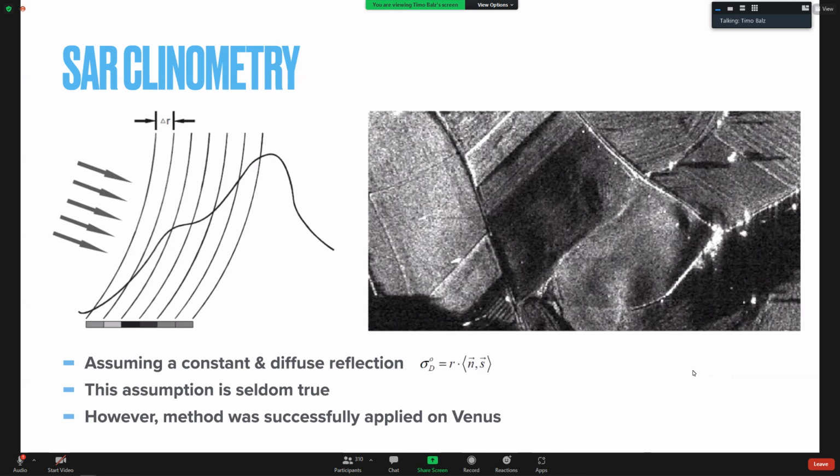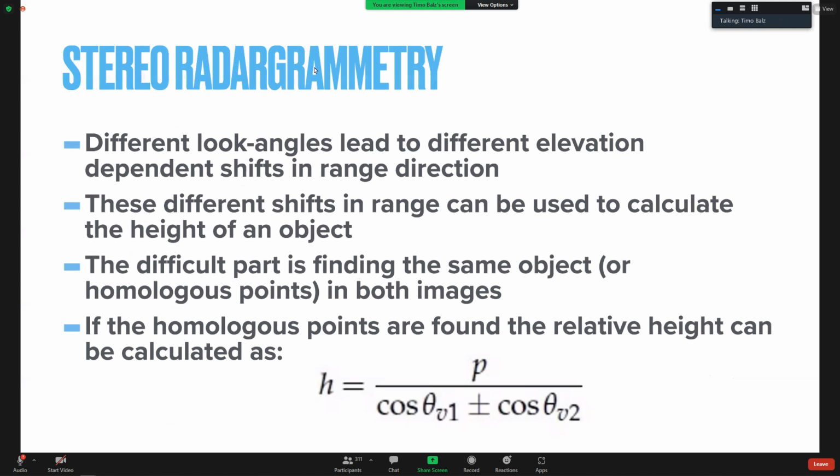You could also use it if you have, for example, a tropical rainforest, that coverage of that tropical rainforest is very smooth in a SAR image and very constant. And in these areas, clinometry would also work rather well. However, it's not a very widespread method because we have better ways of doing that. A more widespread method is radiogrammetry.